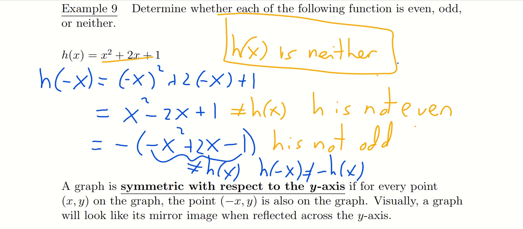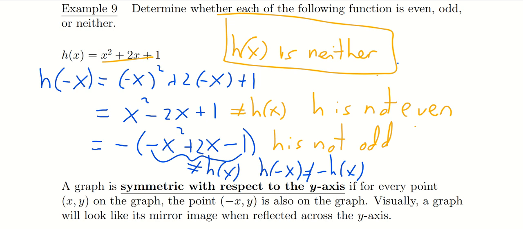The next thing we're going to discuss is some certain symmetry properties of even and odd functions. A graph is symmetric with respect to the y-axis if for every point x comma y on the graph, the point negative x comma y is also on the graph. Visually, this will tell us that the graph will look like its mirror image when reflected across the y-axis. It turns out that even functions will exhibit this type of y-axis symmetry. The graph of an even function is those for which f of negative x equals f of positive x, and these graphs will be symmetric with respect to the y-axis.